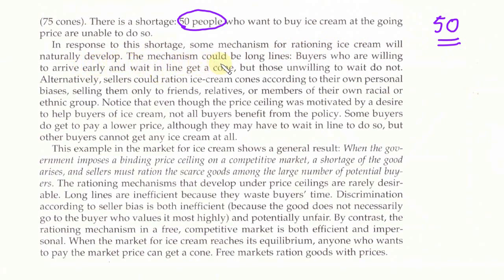The mechanism could be a long line, because they are in shortage of 50. So they have to wait in a long line because of the shortage, right? Somebody will wait to buy because of the shortage of 50, but some do not want to. Some are unwilling to wait to do so.